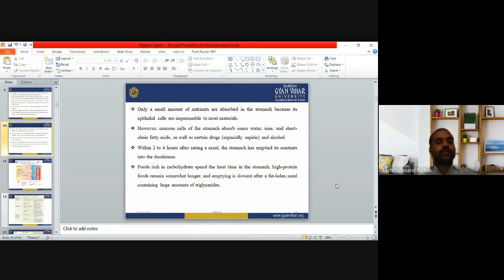Food rich in carbohydrate spends the least time in the stomach. Those foods which are rich in carbohydrate spend the minimum time in the stomach. High protein food remains somewhat longer. Foods that have a large number of proteins will remain in the stomach for a long time, and emptying is slower after a fat-laden meal containing a large amount of triglyceride.